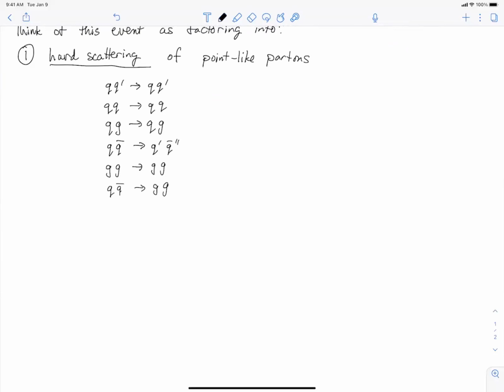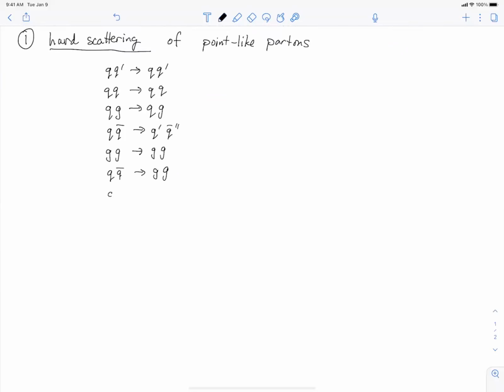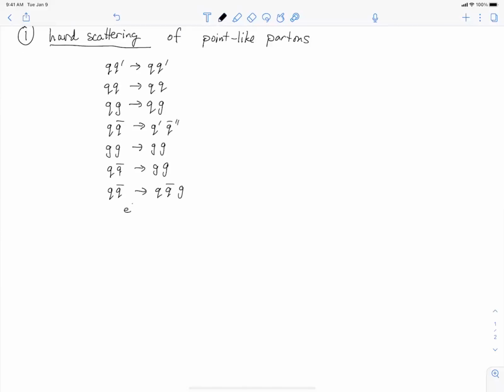There are many, many of these. You can even have things like quark anti-quark goes to quark anti-quark plus gluon. That's a 3-body final state. And the list of these is essentially infinite. So you have to divide this into the things that you think are important and the things that you think are not important. Something like quark anti-quark goes to 17 quarks and 17 anti-quarks will probably be less important.